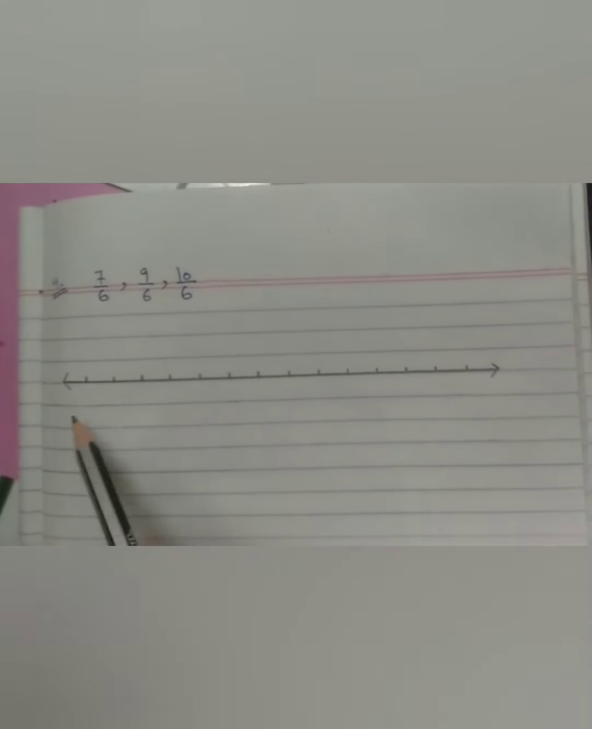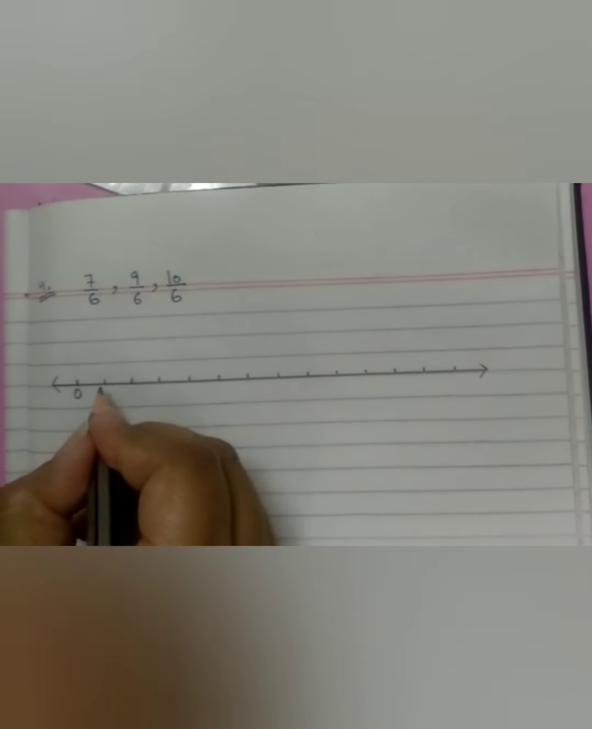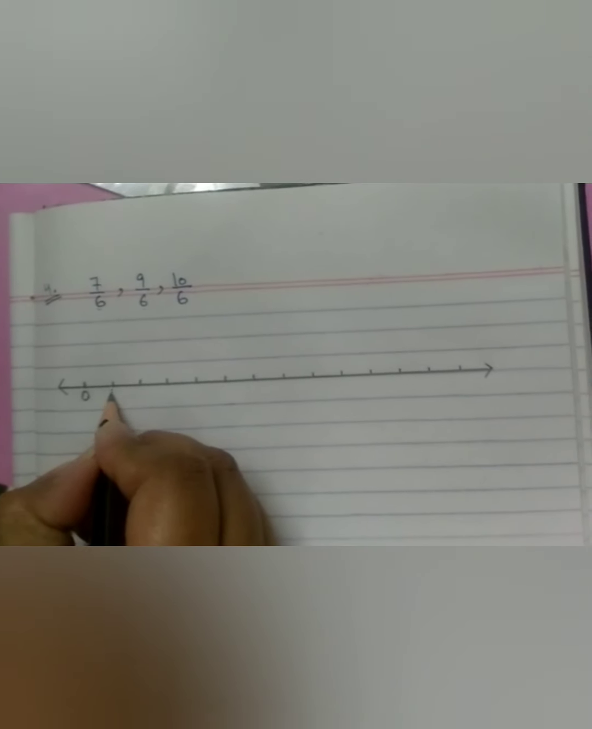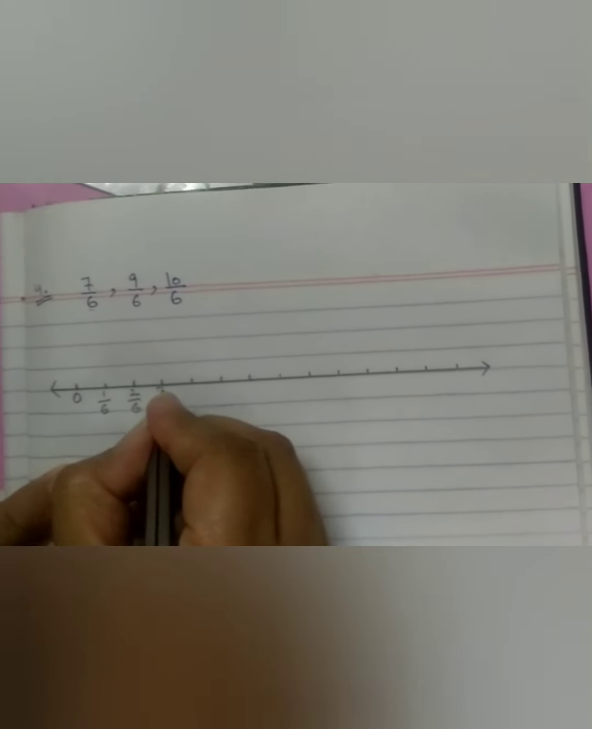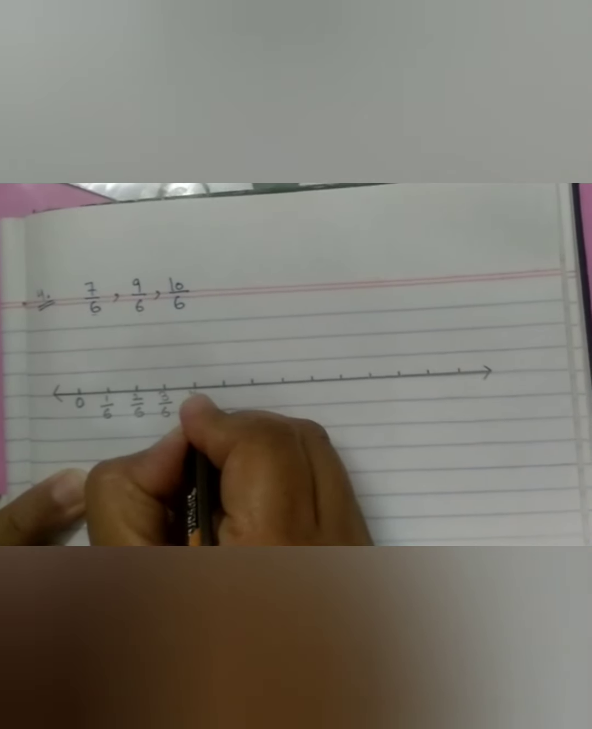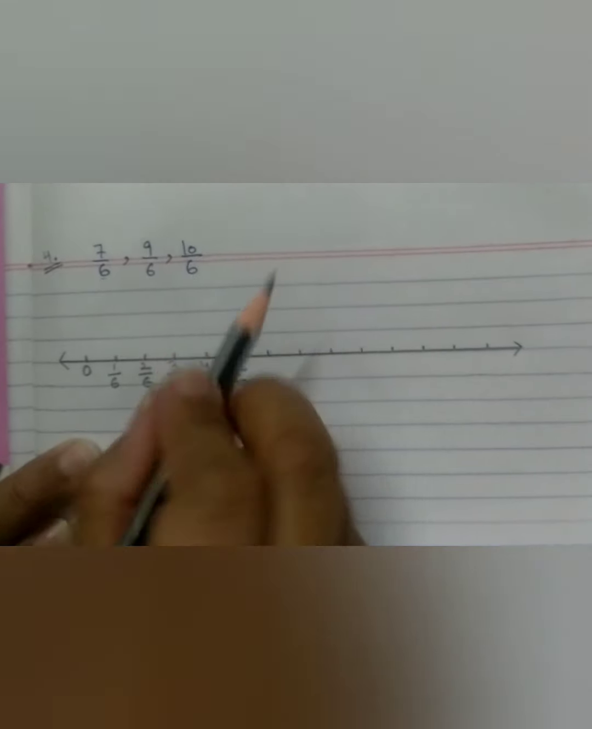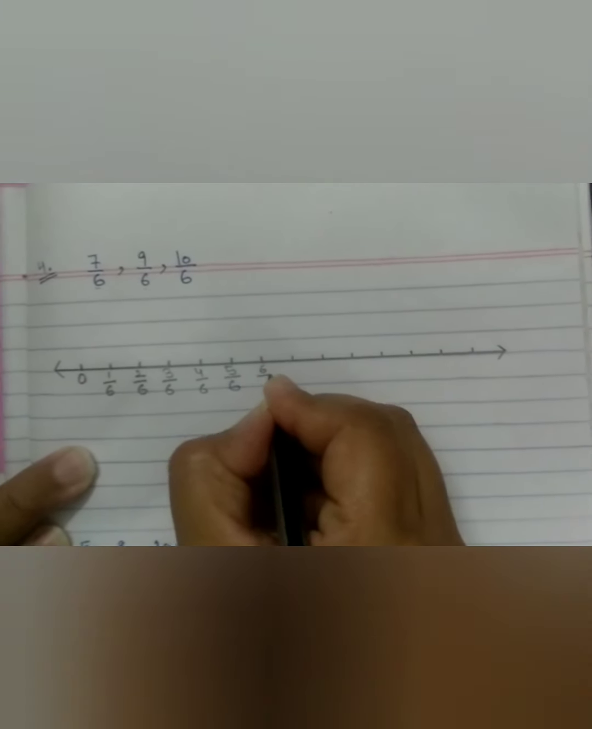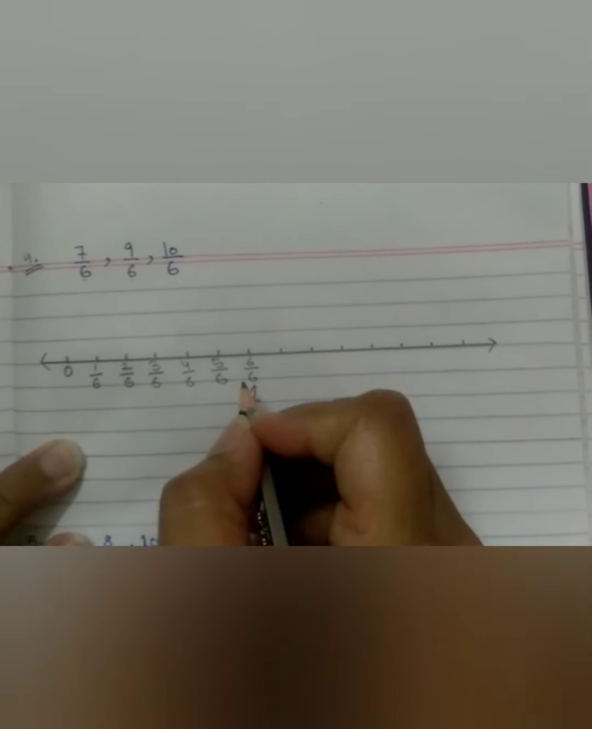I have marked the points at the same distance. So again we will start from 0. Then the denominator is 6 here. So you will start with 1 by 6, 2 by 6, 3 by 6, 4 by 6, 5 by 6. I have to go till 10 by 6, right? So 5 by 6, then 6 by 6 is representing 1. This is the first whole number after 0.